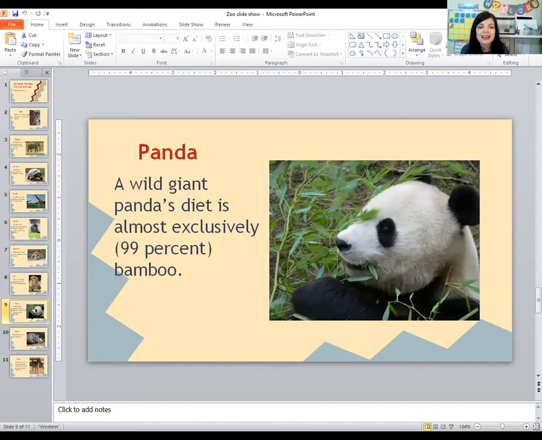What animal is this? It's a panda. A panda loves to eat bamboo. A panda's diet is mostly all bamboo. Do you see the two O's for the word bamboo? Remember, OO says ooh, like in the word zoo, and bamboo.